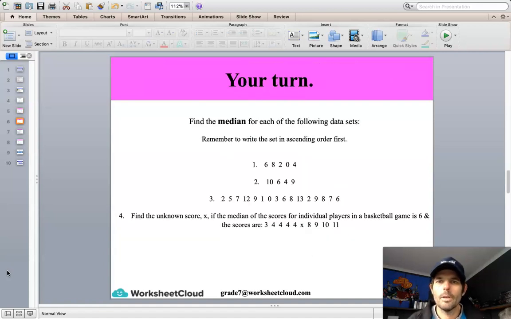Okay? This is now your turn to go and practice working out the median. So there are 4 examples there for you to do. Remember to write the set in ascending order first. Give it a shot and let's see how you guys get on.